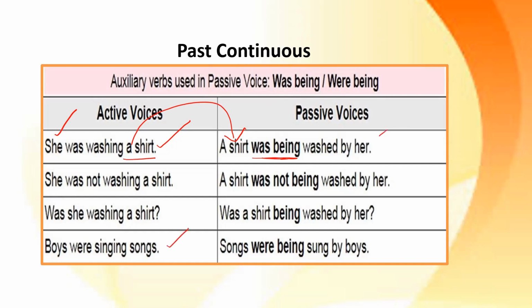Boys were singing songs. See here, the songs, the object there in active voice, has become the subject in passive voice. So songs were being sung by boys. Were being is the helping verb and sung is the past participle form of sing.